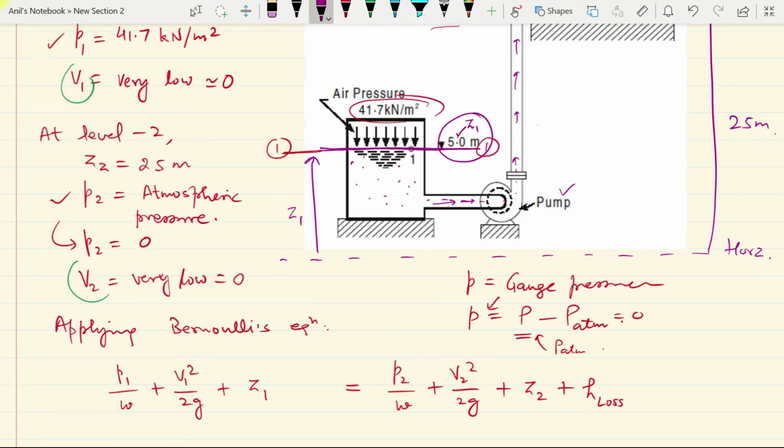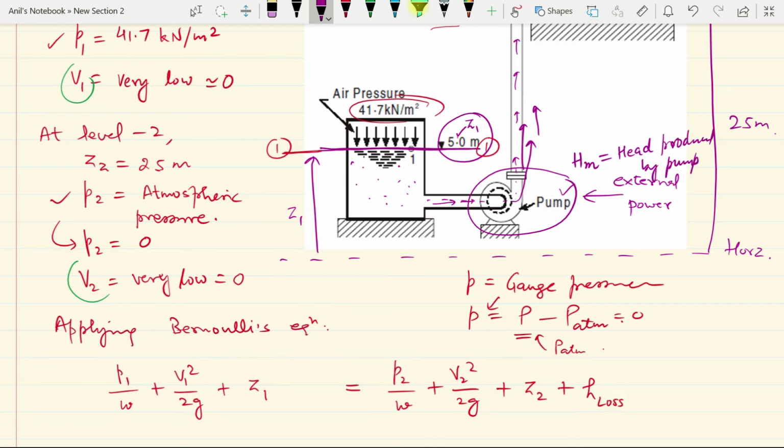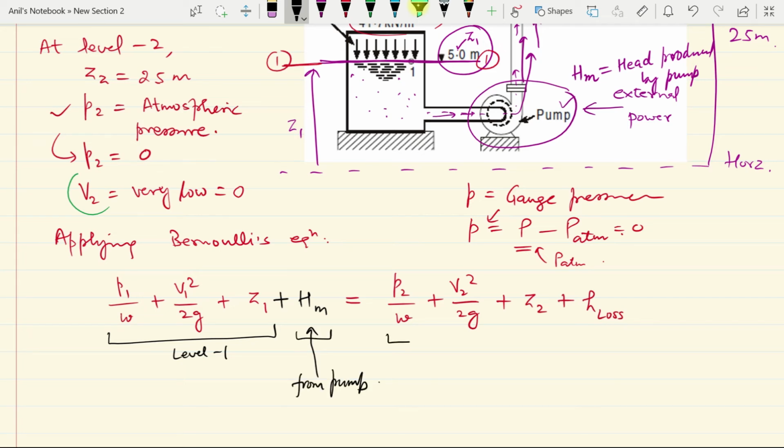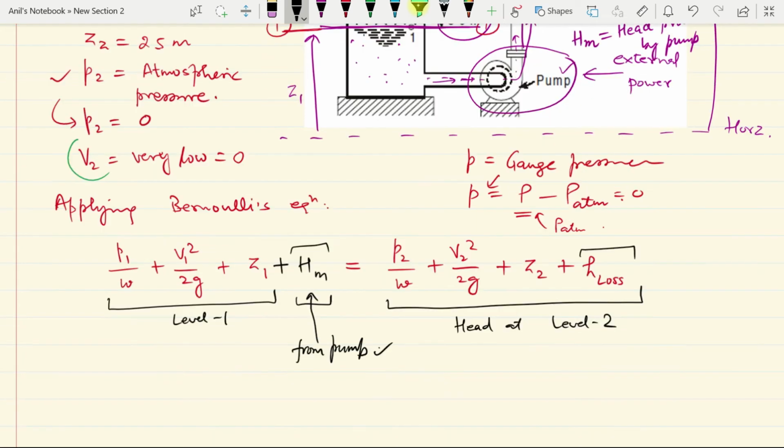Now in this case, the main thing is the pump is providing some external power to the fluid due to which it is rising, it is being lifted. So this external power is generally expressed in terms of head being produced by the pump. There is some head which is being added to the oil due to power provided by the pump, and that has to be added here, because whatever energy is there at level 1 has to be supplied some external energy from the pump so that we can have this head at level 2. This means energy in terms of head, including losses, because of the pump level is increasing.